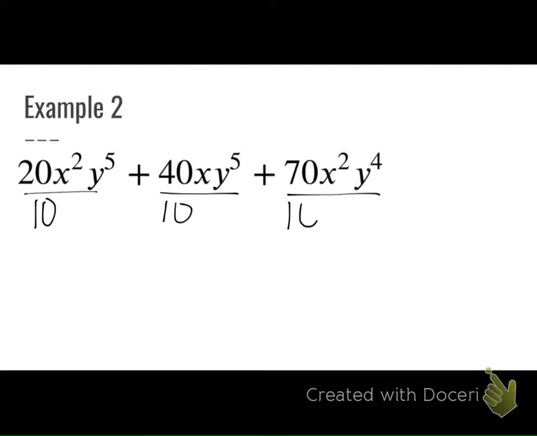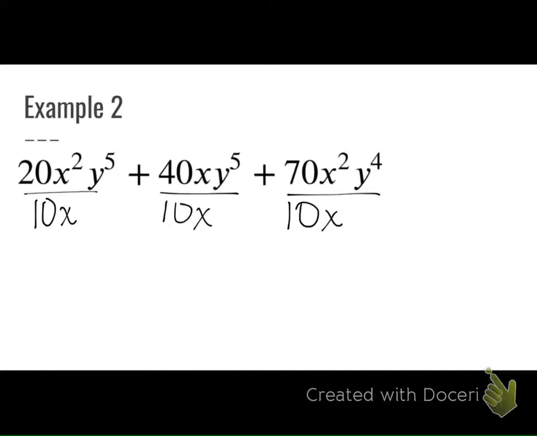So let's start with the x's. Okay, we've got x squared, x to the first, and x squared. So the most that they could all give up at the same time to keep it equal would be 1x, or x to the first.